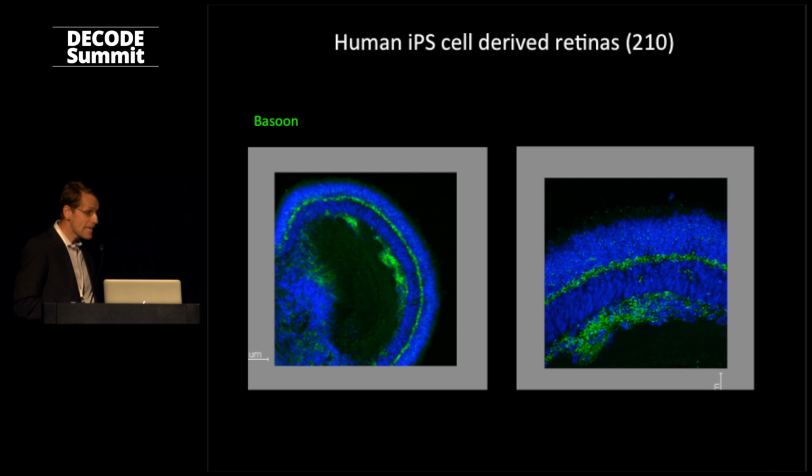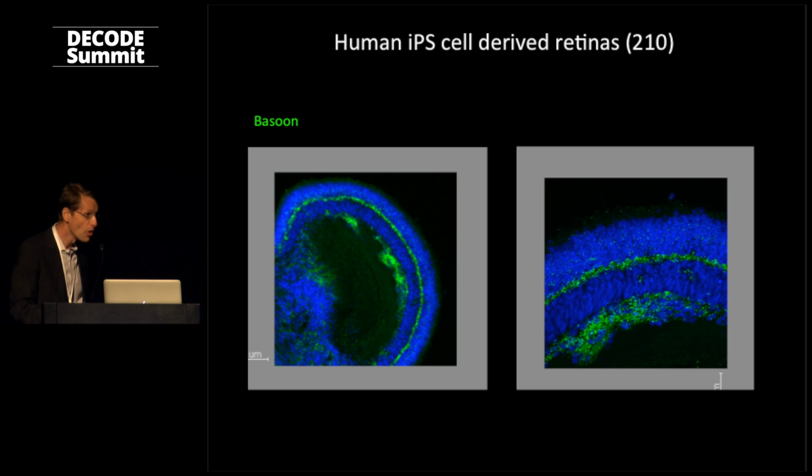So we keep growing them, and so we have to modify protocols. But what happens at day 210 is a beautiful, really three-layered human retina, from photoreceptors to the inner nuclear layer, the ganglion cell layer, and you see the two plexiform layers develop. So we can now ask the question: at these late stages, what sorts of cell types do we have?